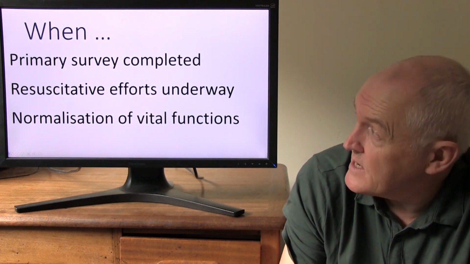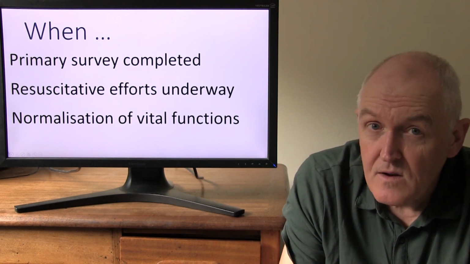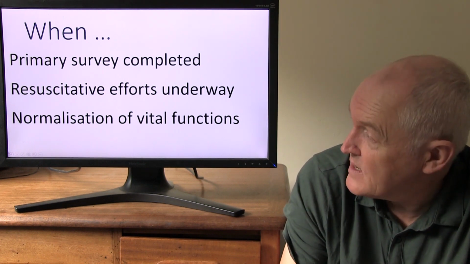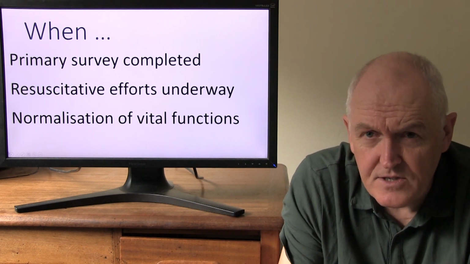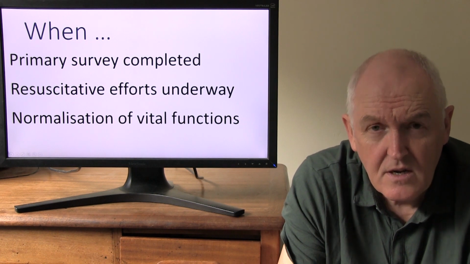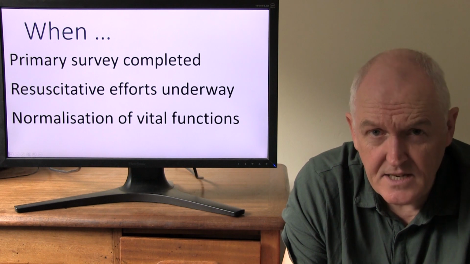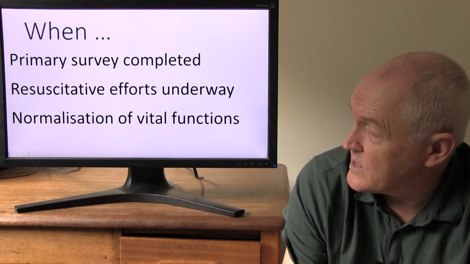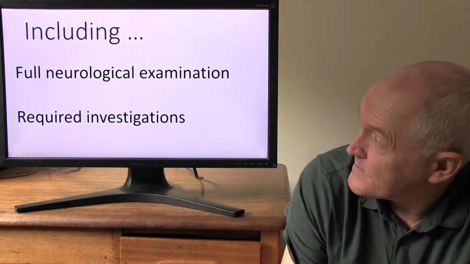So the secondary survey is carried out when the primary survey is completed, when resuscitative efforts are underway if we're in a critical situation, and when there's normalisation of vital functions. So the secondary survey is always carried out on a physiologically stable patient. And we can take our time more with the secondary survey because we know that A, B, C, D, E are in place.